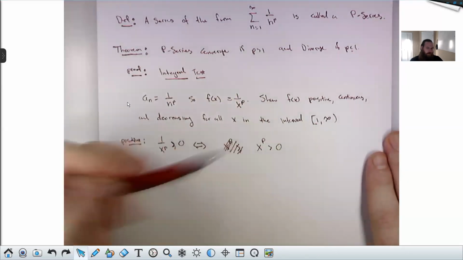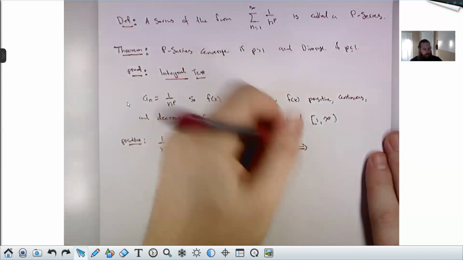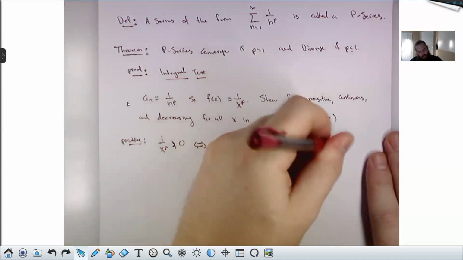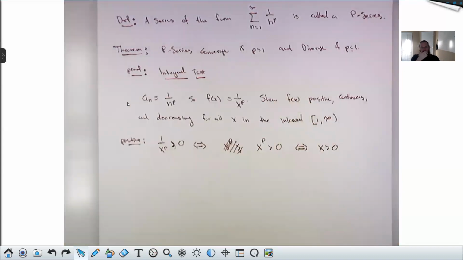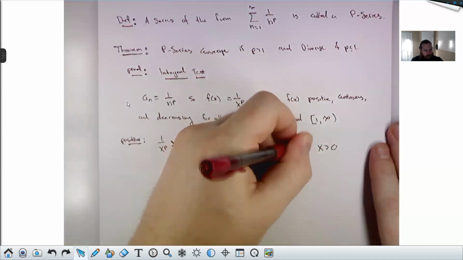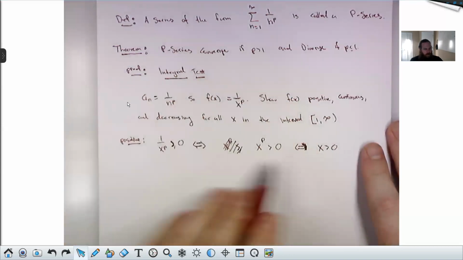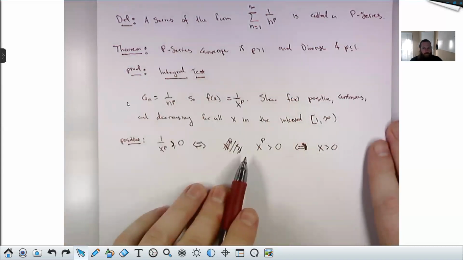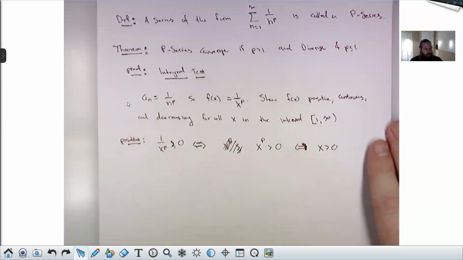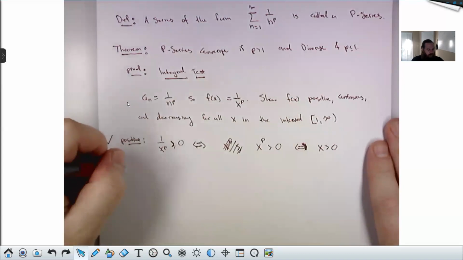And x to the p is going to be greater than 0 if x is greater than 0. This actually depends on p. I shouldn't say only if. It's really just the one direction. But certainly if x is positive, then any power of x is positive, right? That's the idea. So that's a big old check there. Continuous.